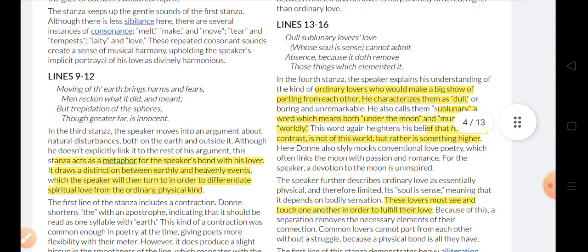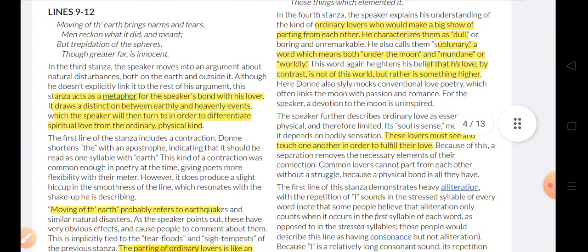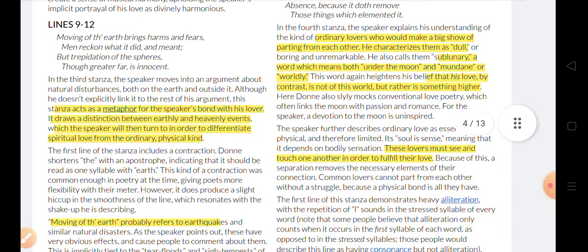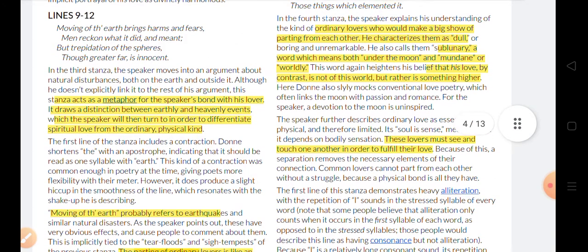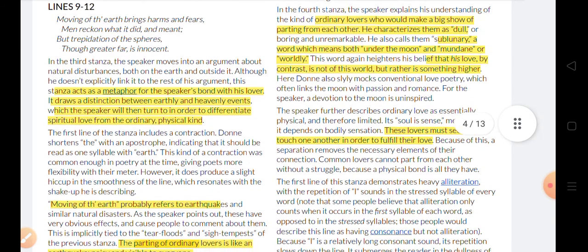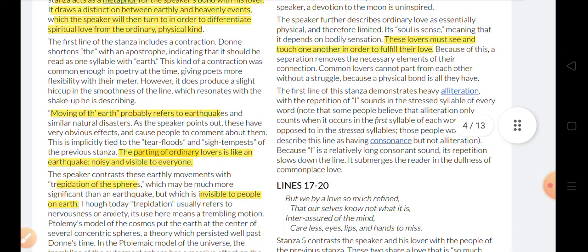And line 13 to 16: Dull sublunary lovers' love, whose soul is sense, cannot admit absence, because it doth remove those things which elemented it. So he described the understanding of ordinary lovers, who would make a big show of parting from each other, and he characterized them as dull, and sublunary, a word he used which means both under the moon, mundane, commonplace, worldly, and his belief that his love by contrast is not of this world but rather something higher, beyond conception. These lovers must see and touch one another in order to fulfill their love.